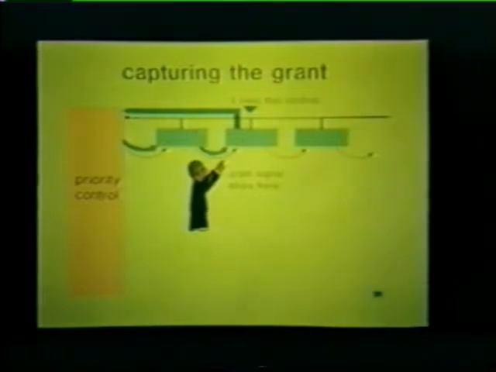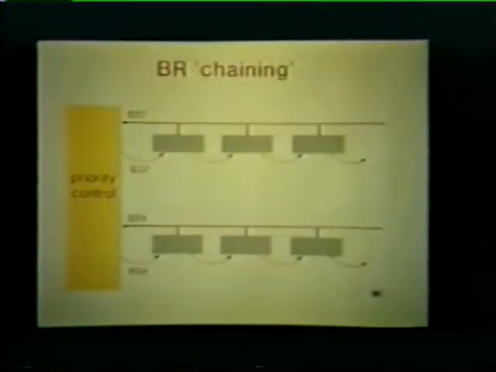Now, let's look at BR chaining. The method of BR chaining is identical to that at the NPR level. However, note that each BR level has its own independent grant, or BG chain. For example, the grant chain for the BR7 level is the BG7 line, which is chained through all devices at the BR7 level.